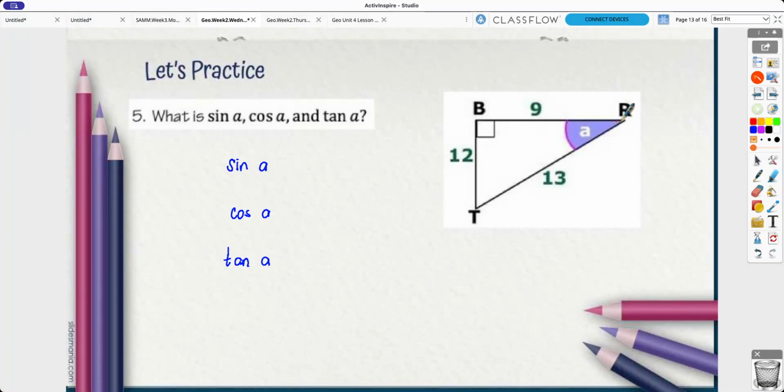In this triangle, let's identify the 3 sides. Across from B, B being the right angle, is the hypotenuse. Across from A is the opposite side, and right next to angle A is the adjacent side. So our acronym again is SOHCAHTOA.